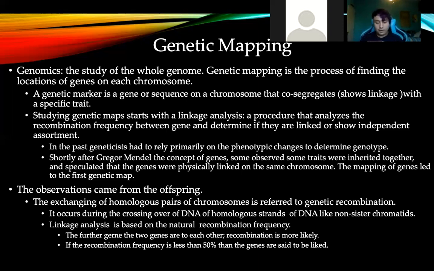Okay. Observations come from the offspring. The exchanging of homologous pairs of chromosomes is referred to as genetic recombination. It occurs during the crossing over process of homologous strands of DNA like non-sister chromatids. Linkage analysis, however, is based on natural recombination frequency. So the further the two genes are from each other, the more recombination is likely. If the recombination frequency is less than 50%, the genes are said to be linked. Next slide, please.